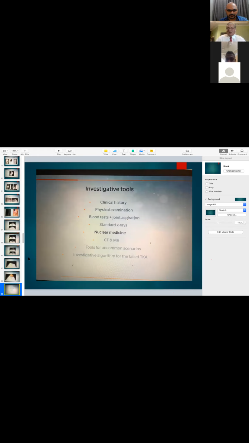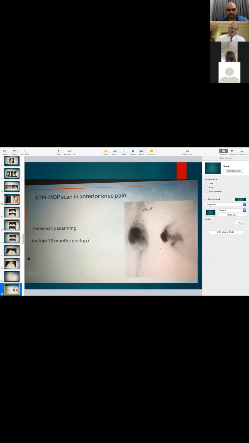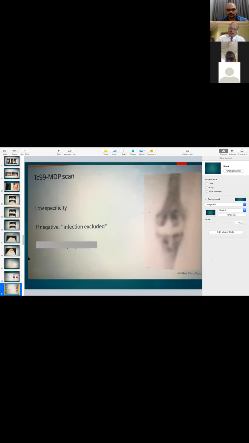I don't want to talk about nuclear medicine because in Iraq we lack actual centers for examination. But nuclear medicine is advised not to be carried out before 1.5 years because it gives false positive results. So even if you want to do it, please manage it after 1.5 years, so the result will be more perfect.